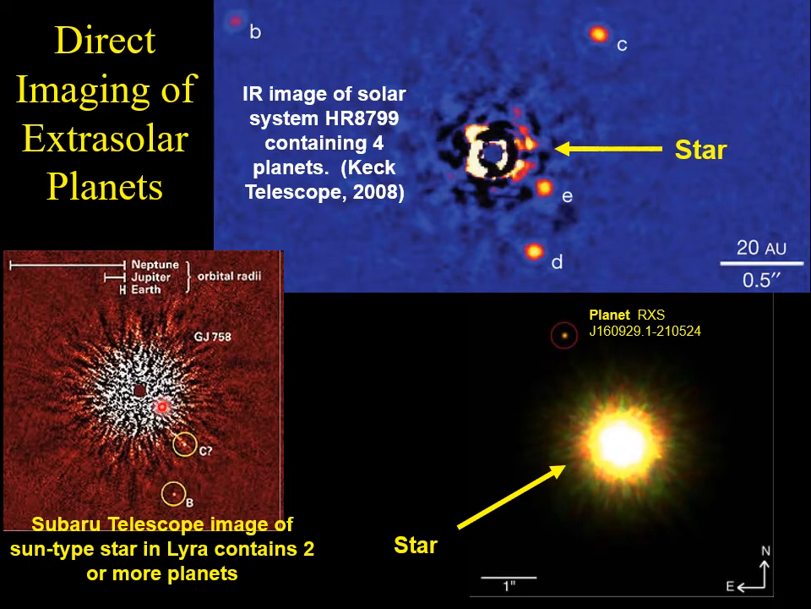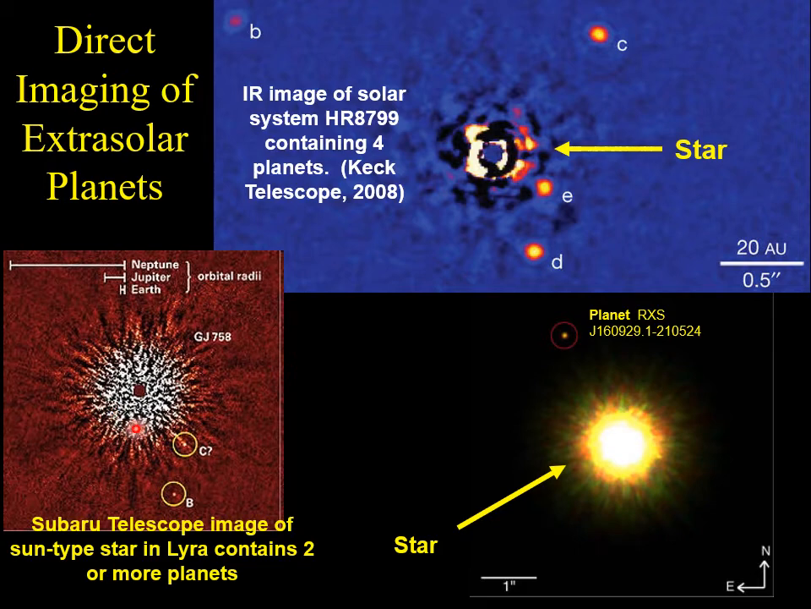This is another example from the Japanese Subaru telescope, which is another really large, 8-meter diameter telescope. This is a star in the constellation of Lyra that contains at least 2, maybe more, planets. And again, the star is actually masked out here. This dark circle in the center is a mask they put over the star in the image.